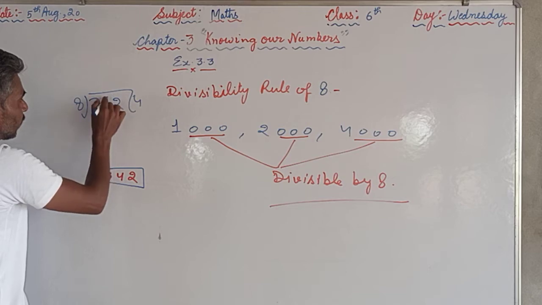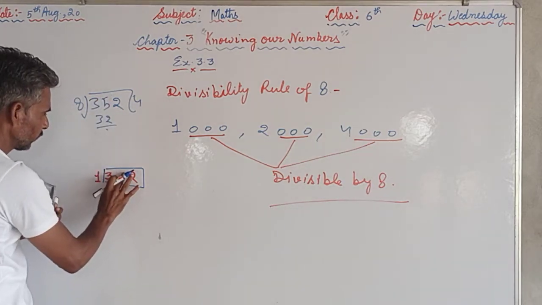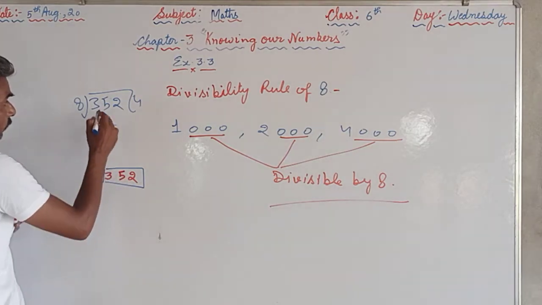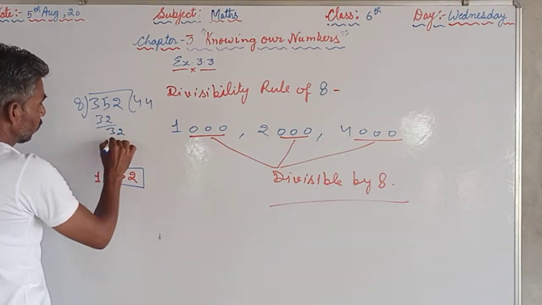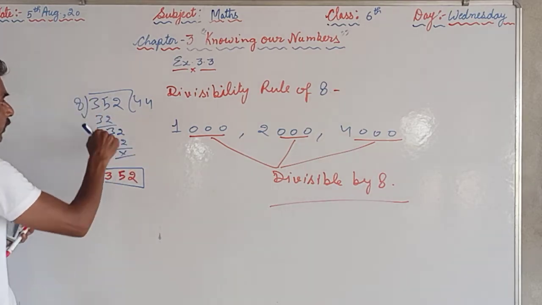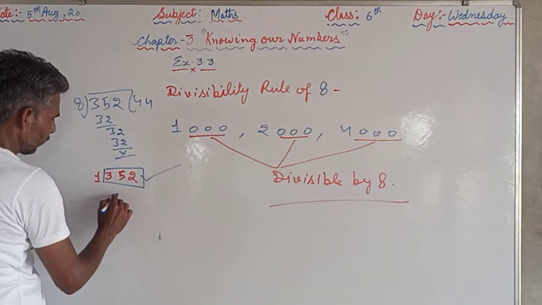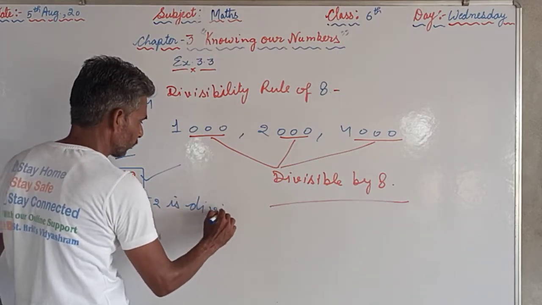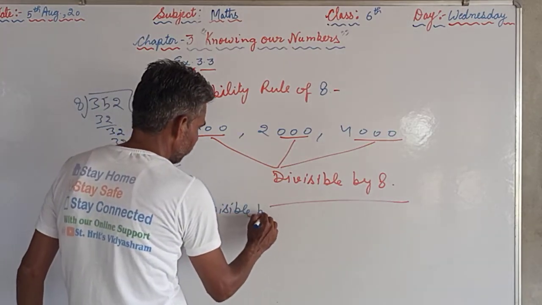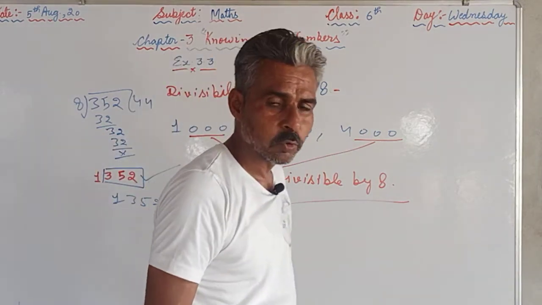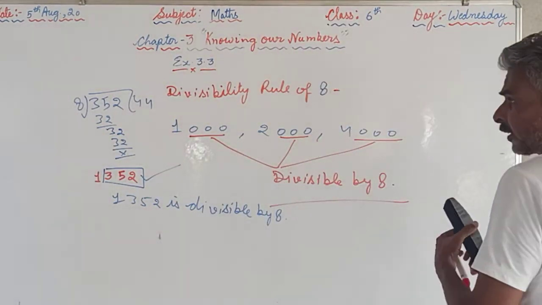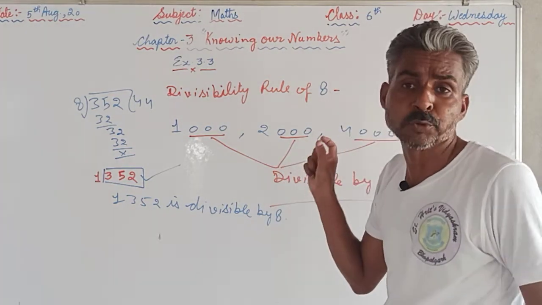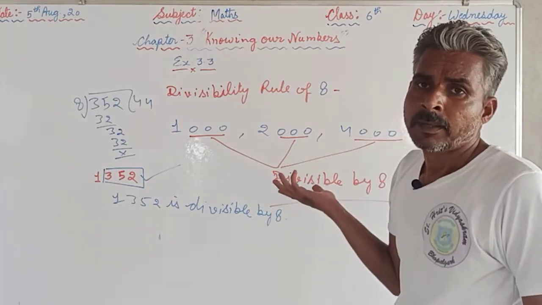If we take 352, that will be much easier to understand. 8 times 4 is 32, so it is divisible. That's why we can say that 1352 is divisible by 8. For 8, 2 rules are there. Either the number should end with 3 zeros, or the last 3 digits should be divisible by 8.